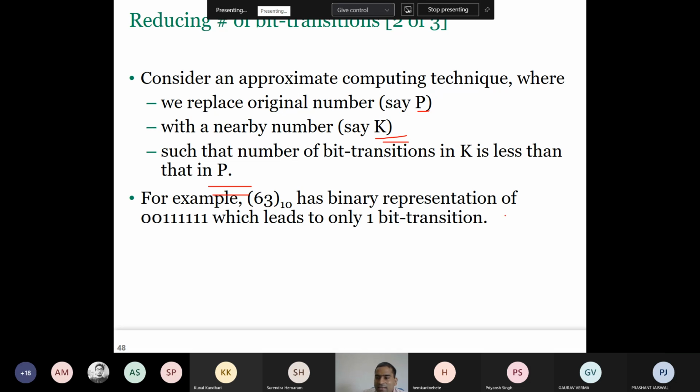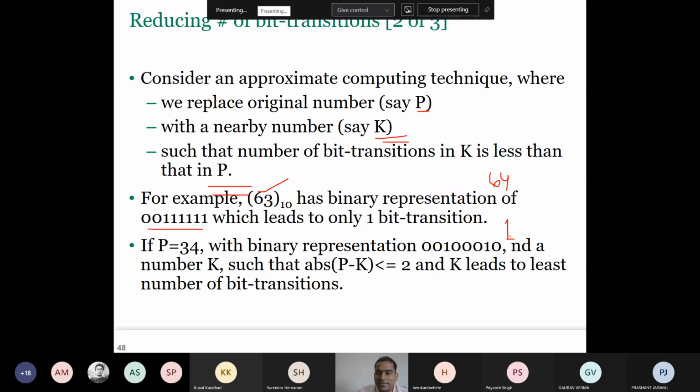Example: suppose instead of transmitting 64, can I transmit 63? It has a bit representation of this, which leads to only 1 bit transition. So instead of transmitting 64, if I transmit 63, my bit transitions are reduced. So my energy in the off-chip bus will be reduced, although some error is introduced.